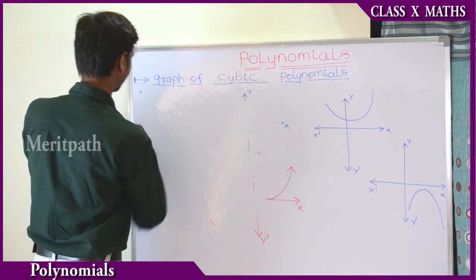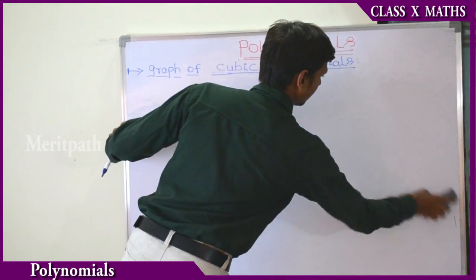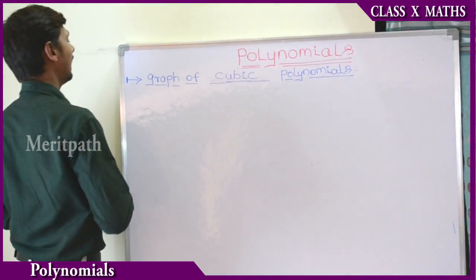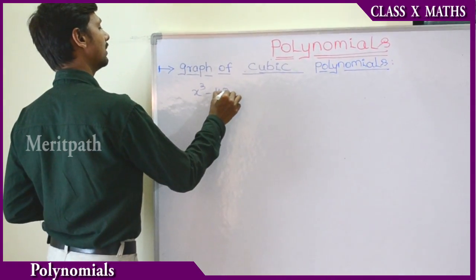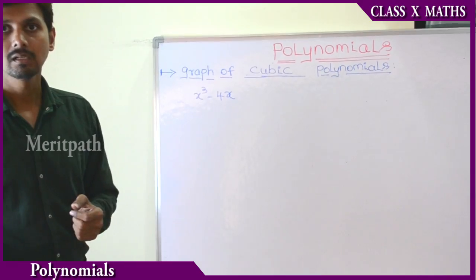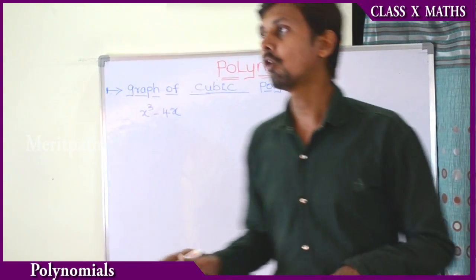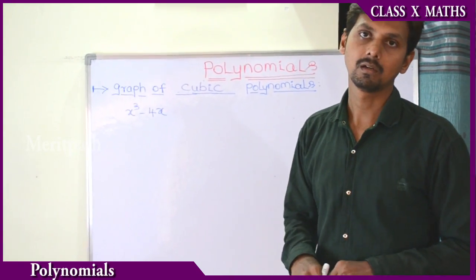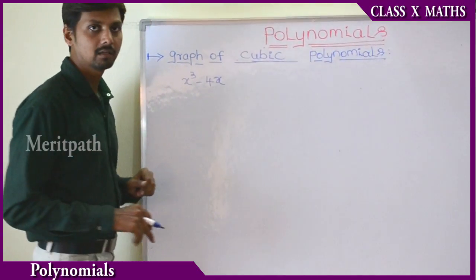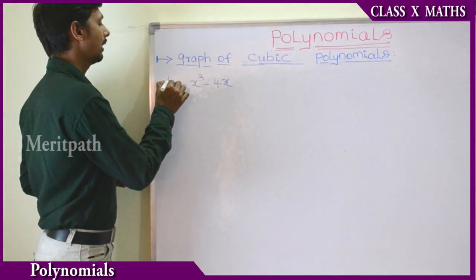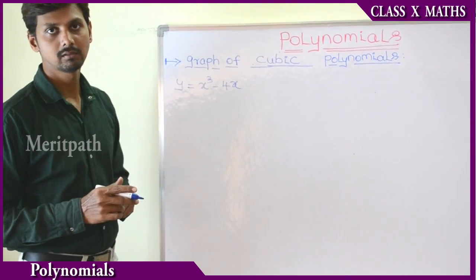So let us consider a polynomial x cubed minus 4x that we have learned in the previous class. The degree of the variable is 3, then we call it a cubic polynomial. x cubed minus 4x is a cubic polynomial. Let us take y equals x cubed minus 4x.